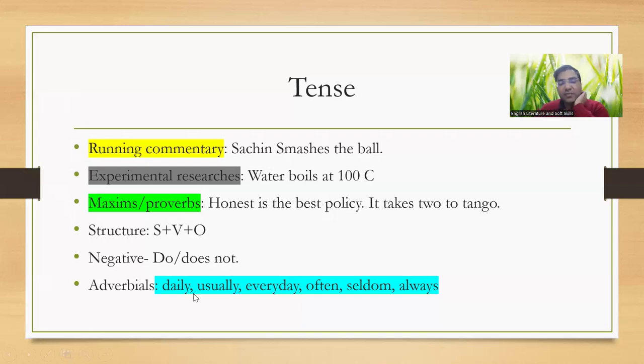Now adverbials. Adverbials are words like daily, usually, every day, often, seldom, always. So we have to use these adverbials. I go to school daily. I usually get up at 6 in the morning every day. I go for a morning walk. Often I go to the market. Seldom I smoke. I always work hard. So you can make any kind of sentence using these adverbials.